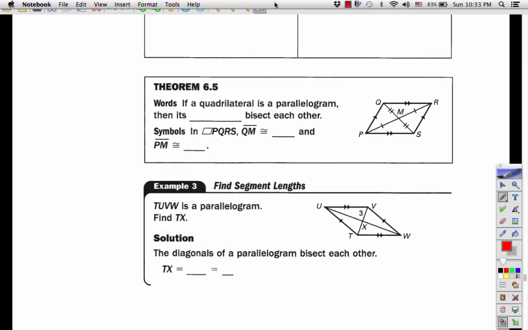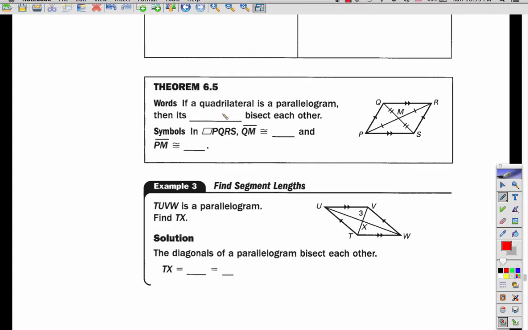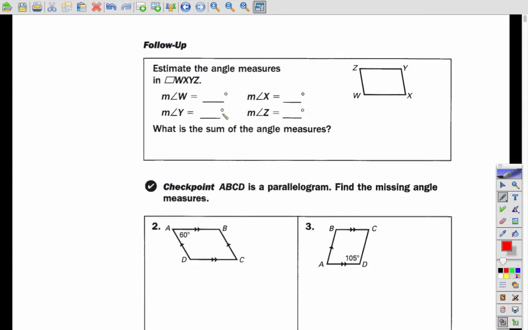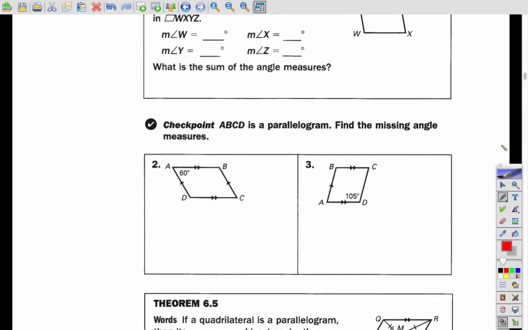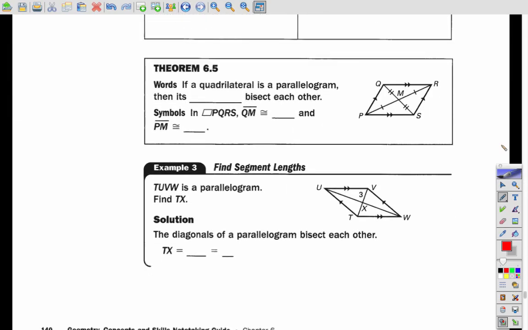Next page. Let's see, what do we have here? Here's a follow-up. This is somewhat intuitive. You guys all know squares and rectangles really well. This is slightly different from that, but actually it's probably easier than those two as well. So finish the follow-up and finish the checkpoint. If you have questions, make sure that you ask in class.